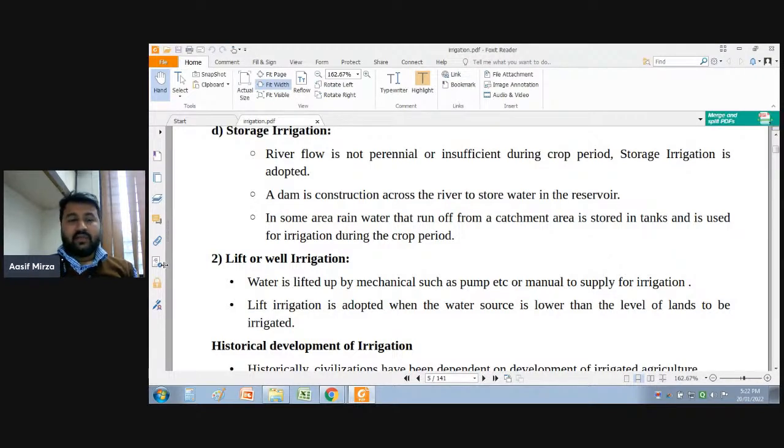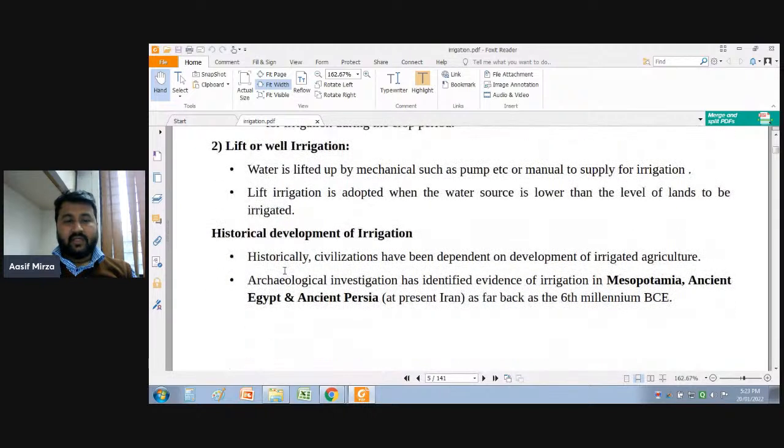Okay, now the historical development of the irrigation. In the historical development of the irrigation, civilization has been dependent on the development of the irrigated agriculture. Archaeological investigations have identified evidence of irrigation in Mesopotamia, ancient Egypt, and ancient Persia, at present called Iran, as far back as the 6th millennium BCE.